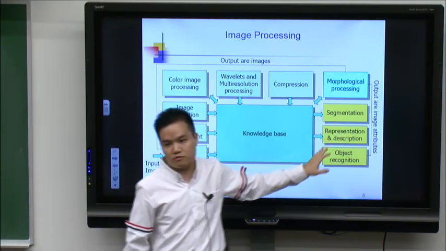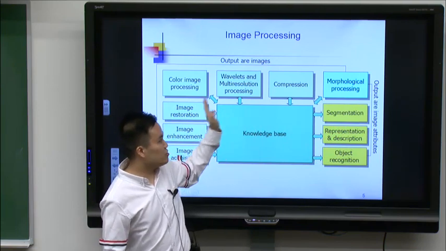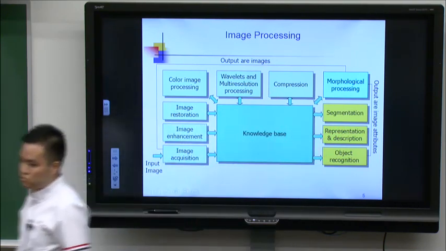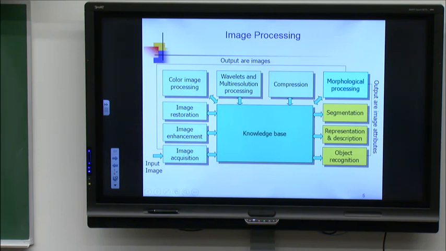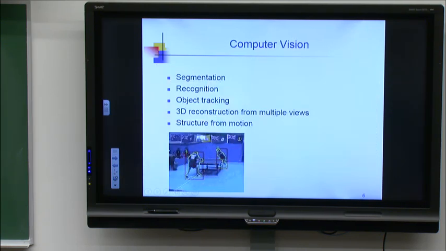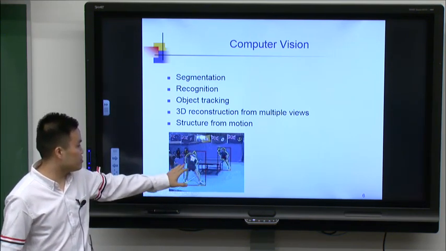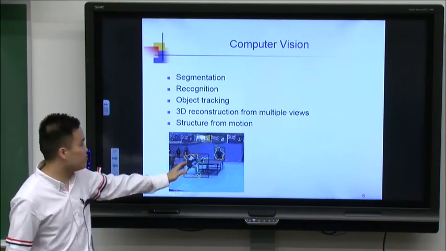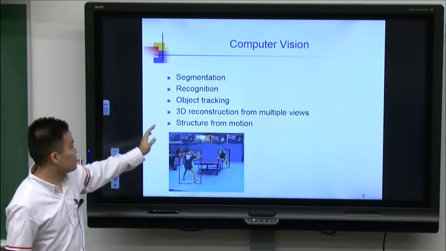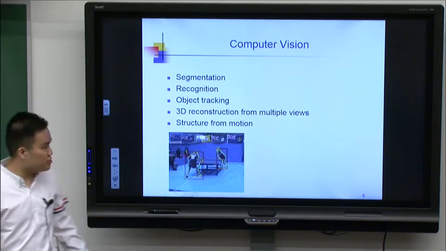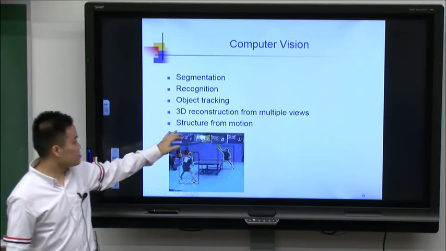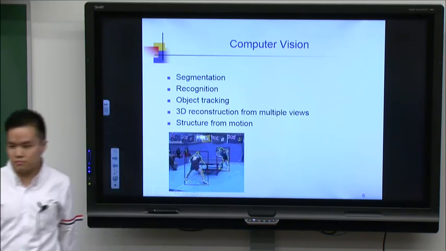These are semantic level, a higher level than just simple pixel operations. So these are the image processing techniques you can do if you can do all of these things. And computer vision is actually based on the semantic level. For example, you can have the foreground segmented from the background. The moving object, you can track them. You can do 3D reconstruction from multiple views. And you can also have structure from motion.